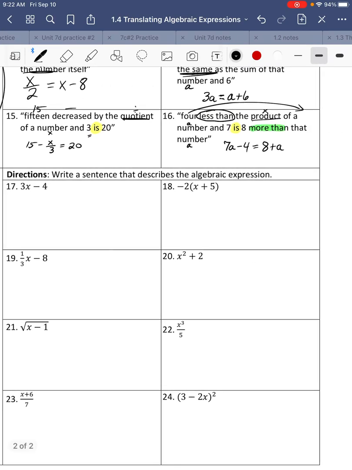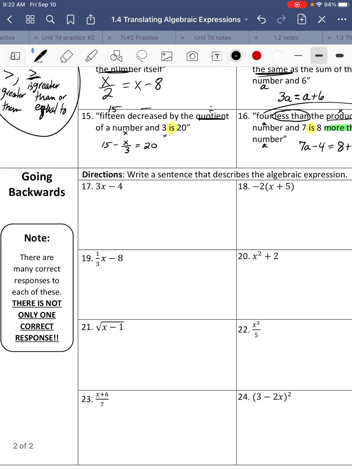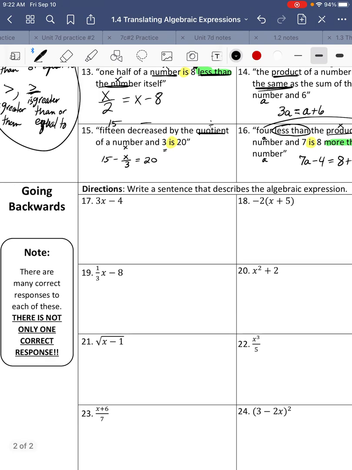All right, so last part, 17 through 24, these are going backwards. So now I'm giving you the expressions, and we got to work out the actual sentences. There are many different correct answers here. You just need to have something similar to this.